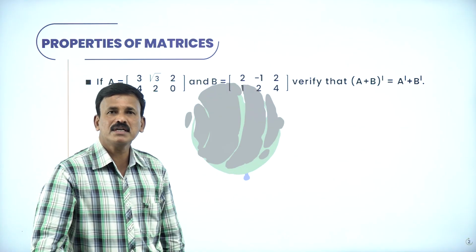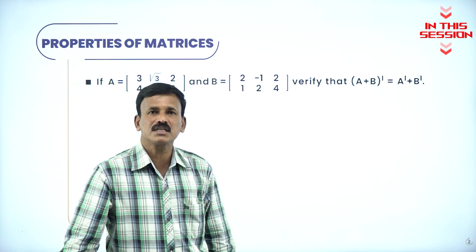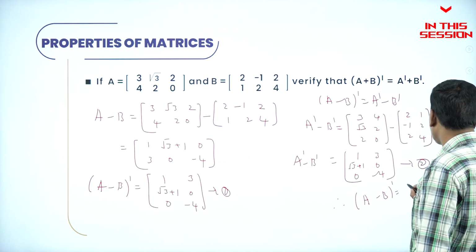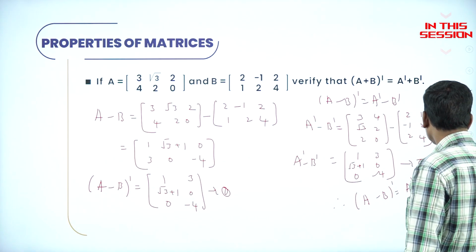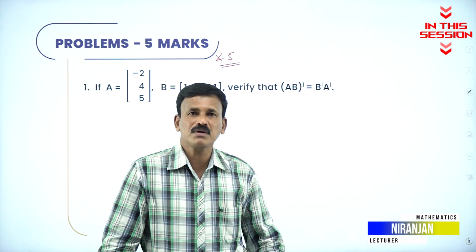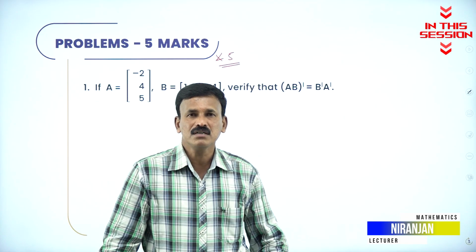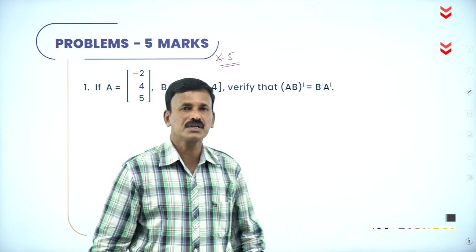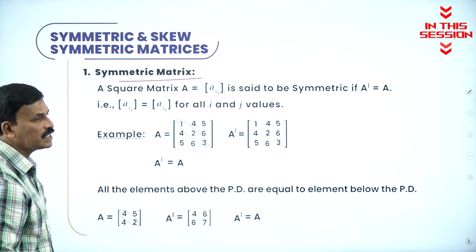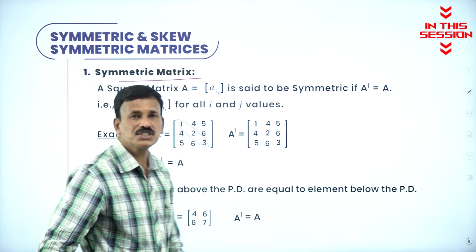A matrix obtained by interchanging the rows and columns is called the transpose of a matrix. So from 1 and 2 we can say that (A − B)' is also equal to A' − B'. Transpose of B and transpose of A multiplied, B' A', you will get the answer. LHS is equal to RHS. So a square matrix A = [aij] is said to be a symmetric matrix if A' is equal to A.